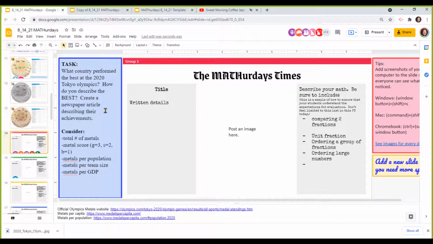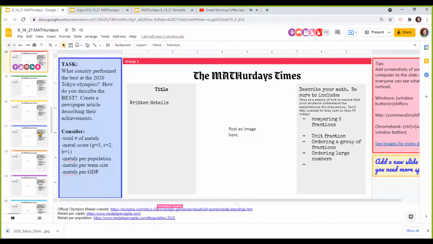And your task is in the little blue box to the left. It says, what country performed the best in the 2020 Tokyo Olympics? How do you describe the best? Create a newspaper article describing their achievements. Consider total number of medals, the weighted medal score, where a gold is worth 3 points but a bronze is only worth 1, medals per population, medals per team size, medals per GDP, and so on. There's some links down in the presenter's notes to get you thinking.